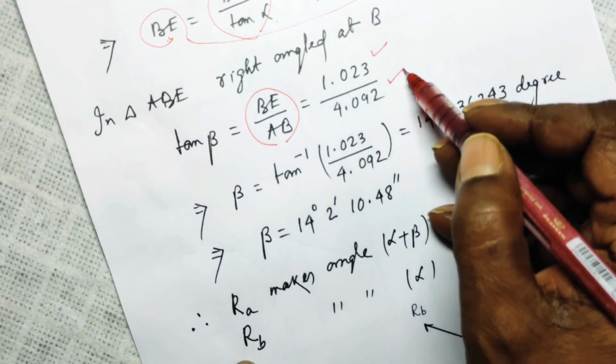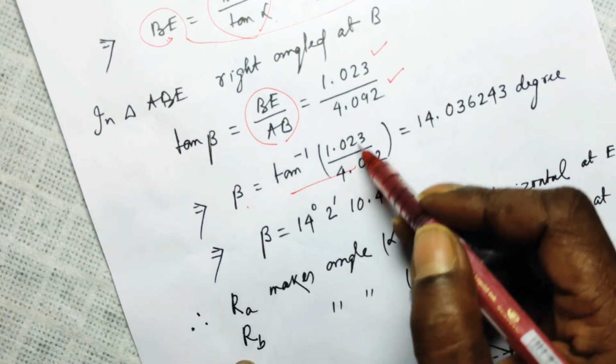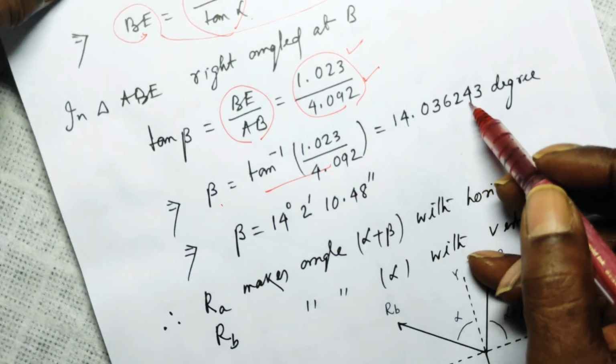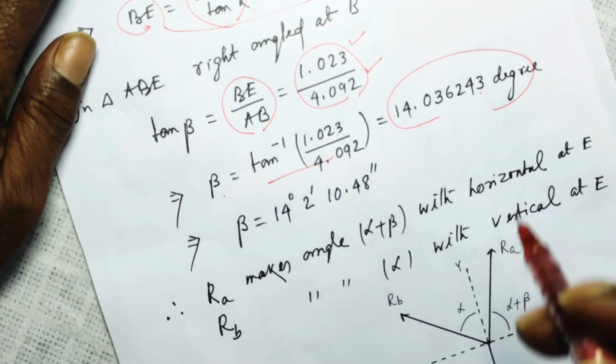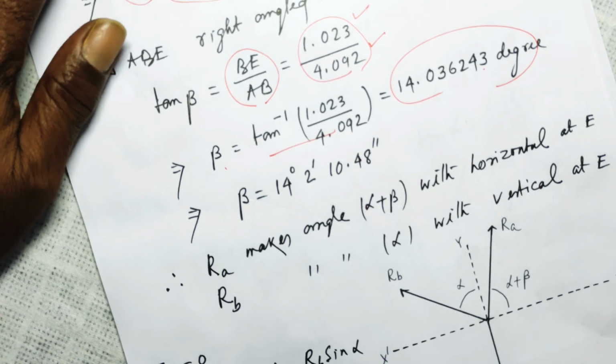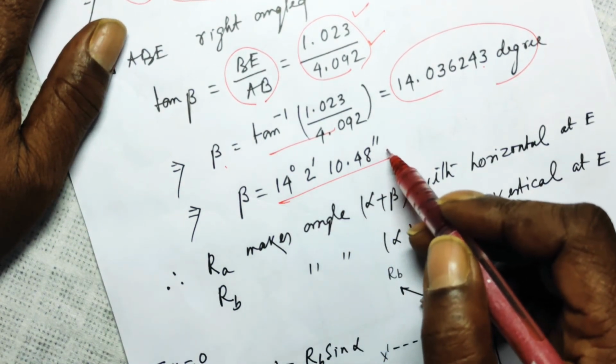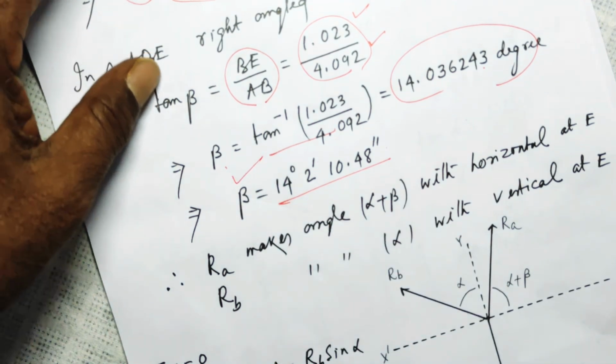BE is found out, AB is found out, so beta is equal to tan inverse of this, that comes out to be 14.036243 degree. If you convert to minutes and seconds of arc, this comes out to be 14 degree 2 minute 10.48 seconds of arc, beta.